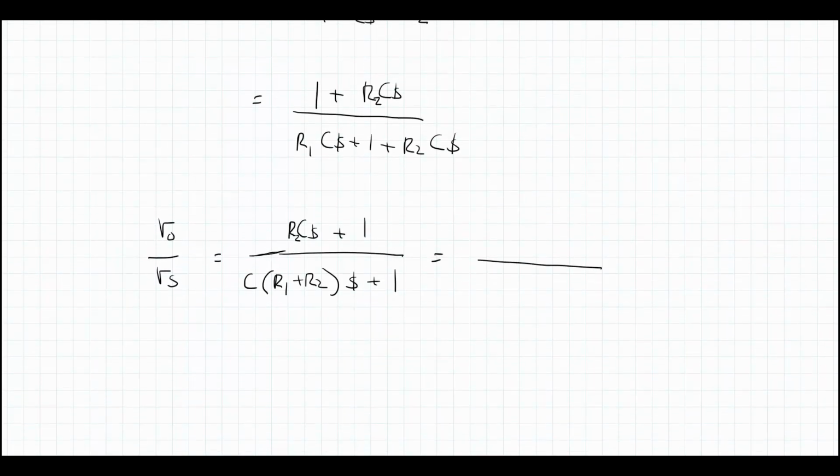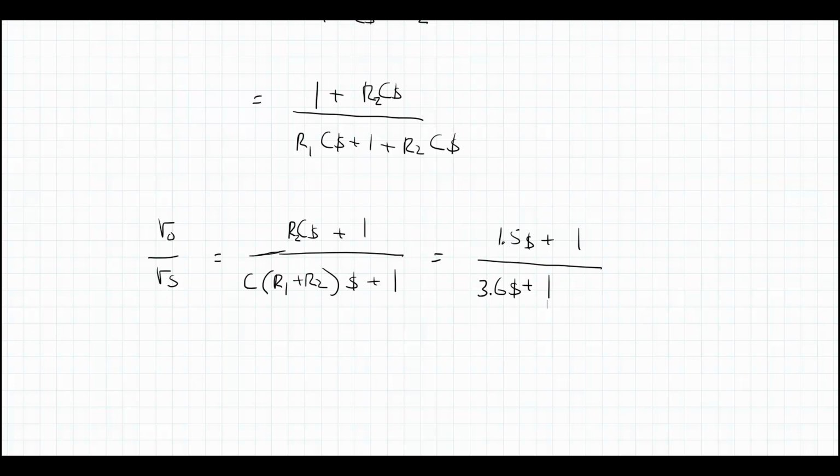So R2 of 5 times a C of 0.3. That means on the top, I'm going to have 1.5 times s plus 1. And then in the denominator, I have a C of 0.3 times R1 plus R2, which is 12. So I have a 12 times a 0.3. So in my denominator, I'm going to have 3.6 times s plus 1.